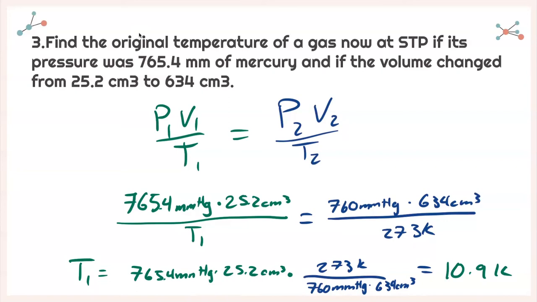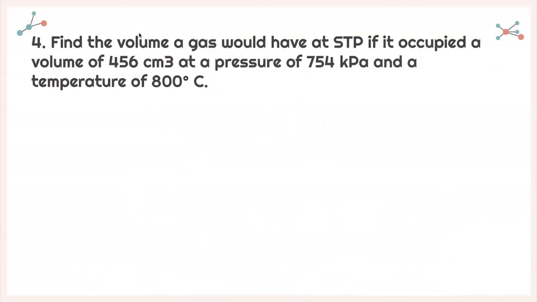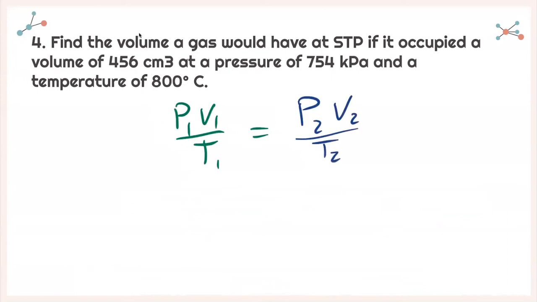Make your life easier. For number 4, it says, find the volume a gas would have at standard temperature and pressure if it occupied a volume of 456 centimeters cubed at a pressure of 754 kilopascals and a temperature of 800 degrees Celsius. So first thing I'm going to do is write down my equation. P1 times V1 over T1 is equal to P2 times V2 over T2. And plug everything in.